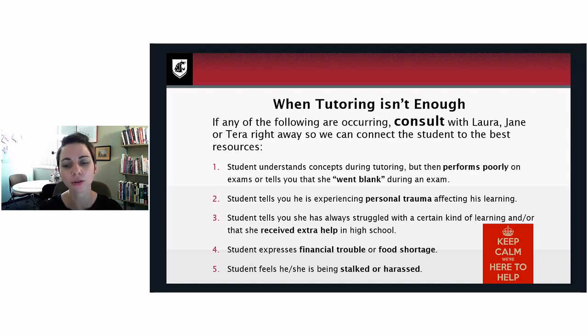Or a student tells you that he's experiencing a personal trauma and he just can't focus on his learning. You don't necessarily need to ask about the trauma. If they offer up that information, that's fine, but you really are just trying to connect them with resources. So talk with Jane or Laura or me.